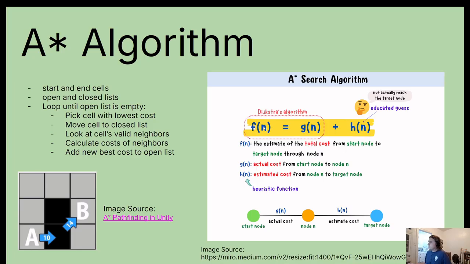And this is the equation. It's based on Dijkstra's algorithm, but it adds this heuristic, which is like an educated guess based on all the previous cells' calculations.